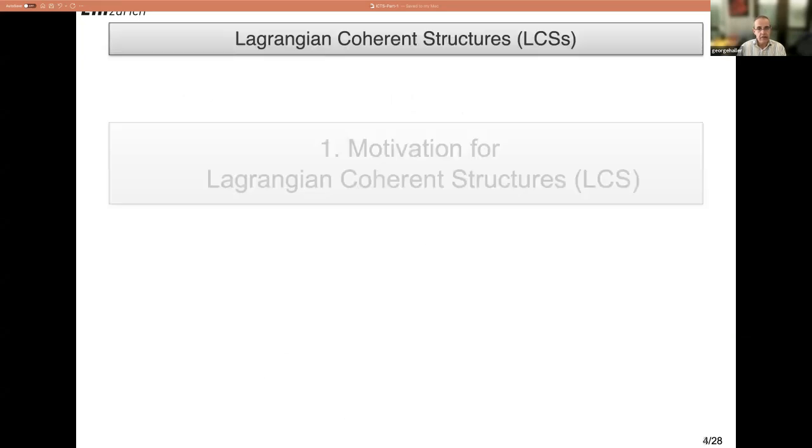So what's the motivation for these Lagrangian coherent structures, or LCSs? And again, please forgive me for a second. I constantly cover up the part of my screen that actually has titles in it. So I still want to see those somehow.